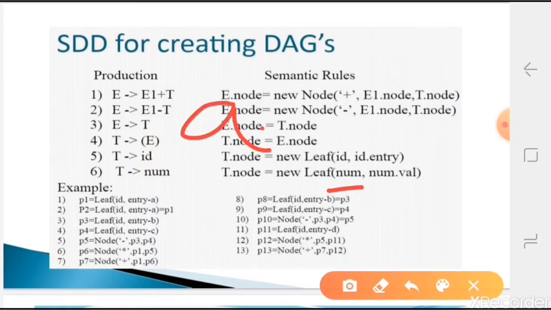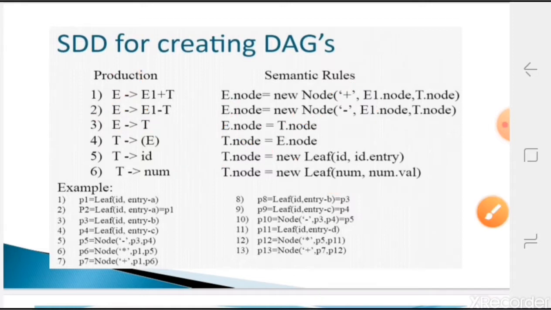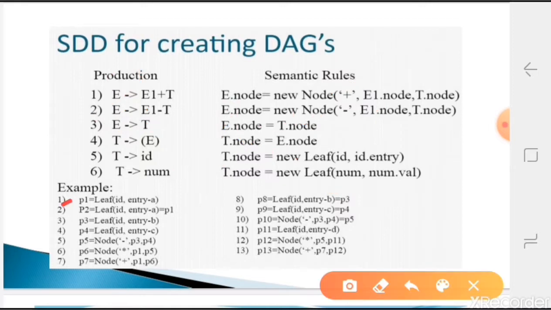Suppose like a plus 2. For a it was an id, so it was referring to the symbol table, and for the direct value, this value will come directly from the lexical analyzer phase. So from there we will get it directly. Here we are now writing p1, p2, p3 like that. These are nothing but the nodes we are creating.